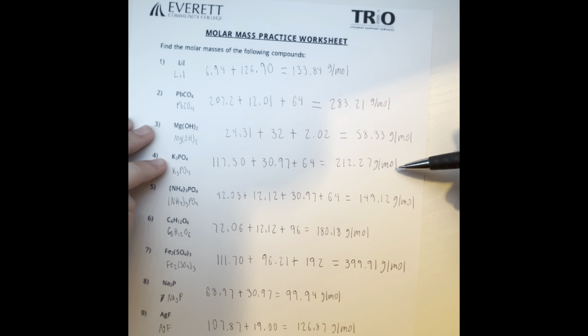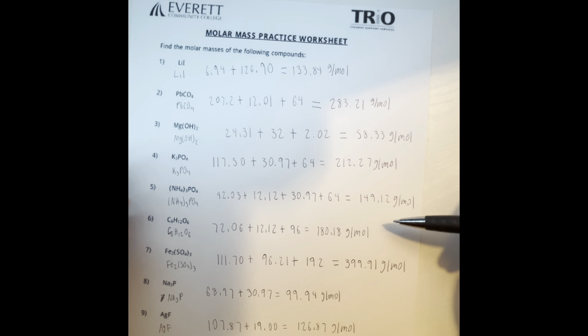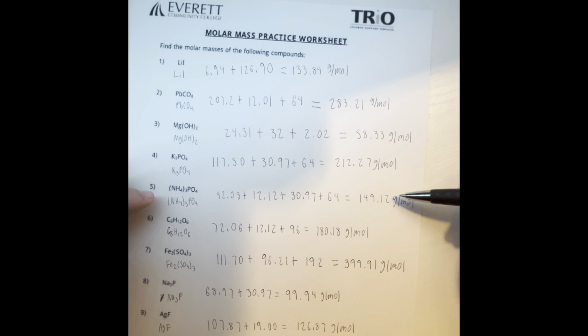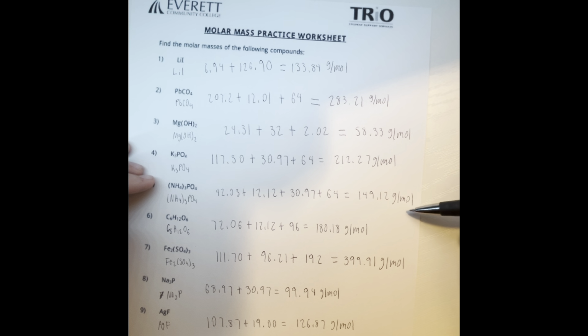Number 4, potassium phosphate, is 200. Number 5, ammonium phosphate, is 212.27, sure, let's go with that. And the last one is 149.12 grams per mole.